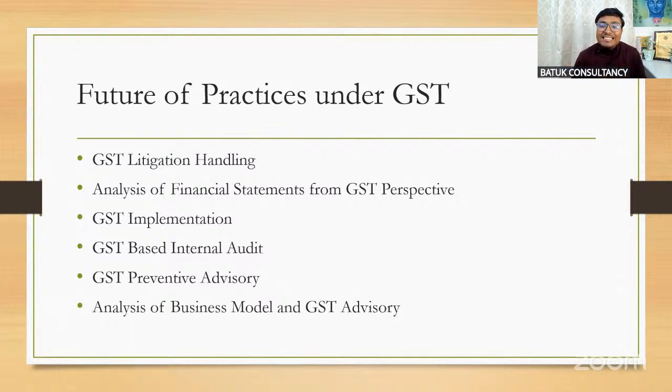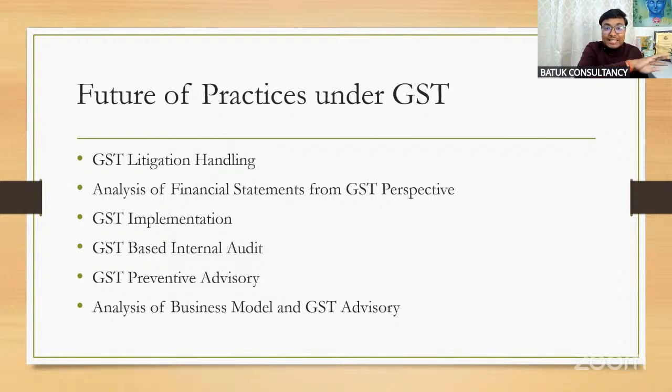Next, analysis of financial statements from the GST perspective. Multiple MNCs and other industries provide this type of work to professionals. When you go through the profit and loss account and the balance sheet, we need to check each and every item from the applicability of GST: input tax credit, reversal, the reverse charge mechanism, GST on the income in credit, valuation, and determination of place of supply.